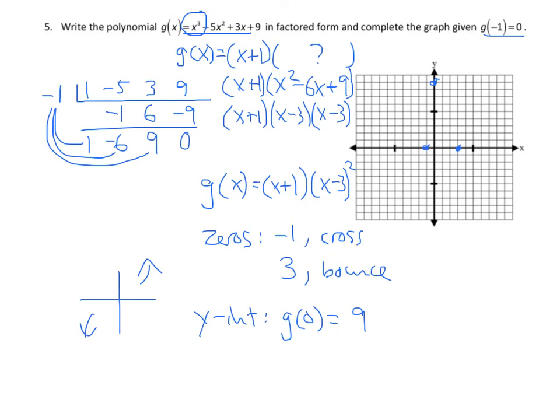and now I can go ahead and draw the graph. At -1 I'm supposed to cross. I start down below because of the end behavior. I go through my y-intercept and I have to bounce at 3. So something like that.